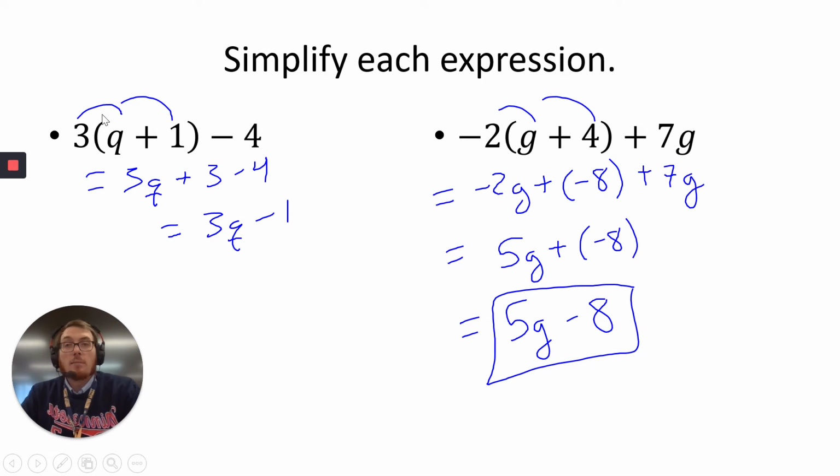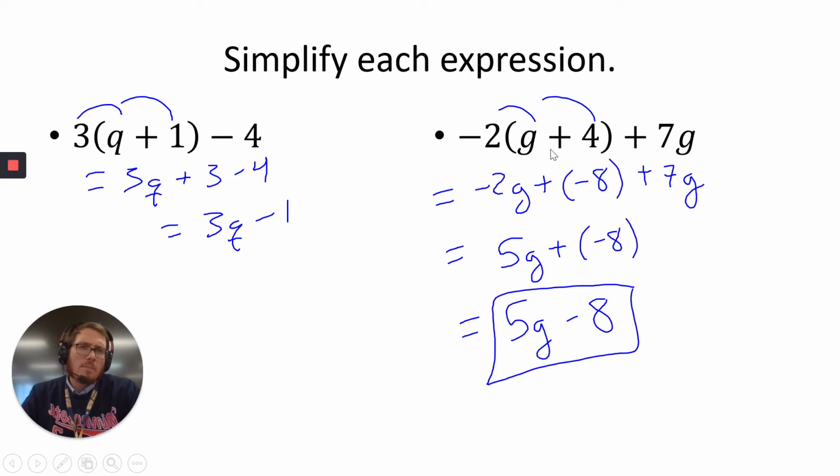You may have to do some distributive properties, so 3 times q and 3 times 1, so that's 3q plus 3. And then you can only combine the 3 and 4, so positive 3 and negative 4 become a negative 1. That's why it's minus 1. Negative 2 times g is negative 2g.